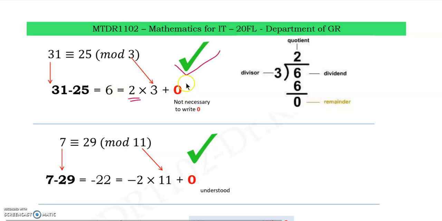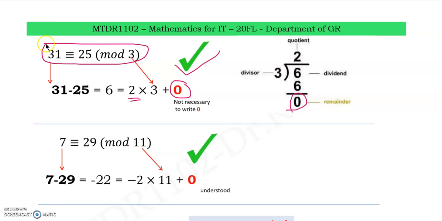which means your remainder is 0. In another way, you take 6, then you divide by 3. Then you get quotient 2. 2 multiply 3 is 6, your remainder is 0. See how to confirm this congruent is correct, a valid one.